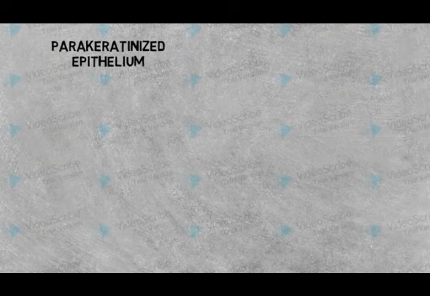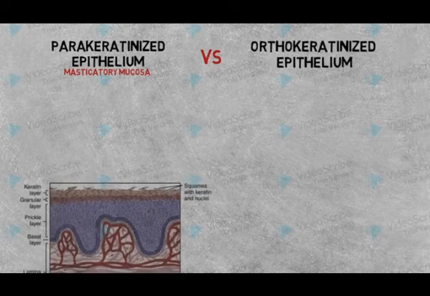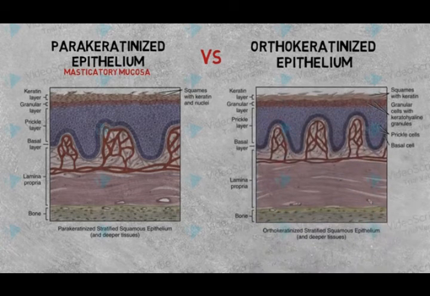Now, let's talk about the parakeratinized epithelium, which is also a masticatory mucosa. What's the difference between these two epitheliums? As for parakeratinized epithelium, the nuclei are retained in the whole surface layer, whereas for orthokeratinized epithelium, the nuclei and the other organelles are completely absent.